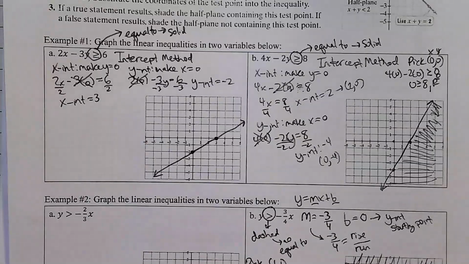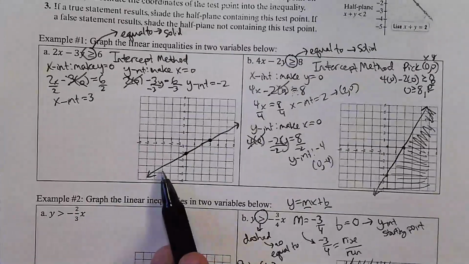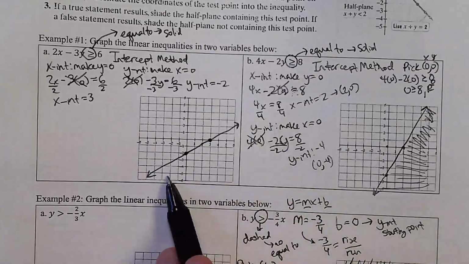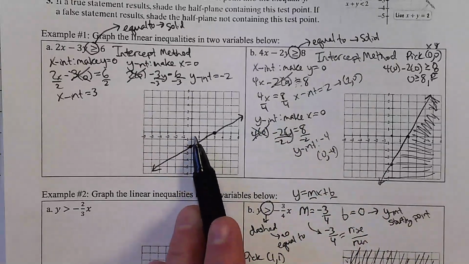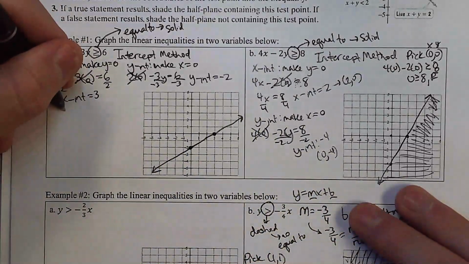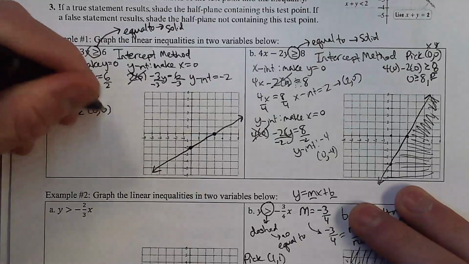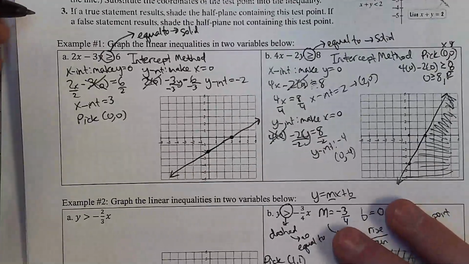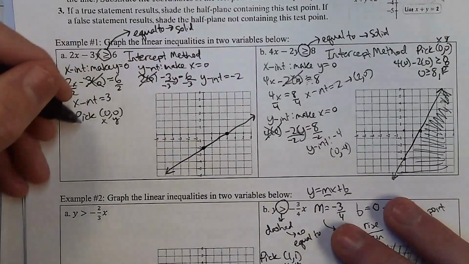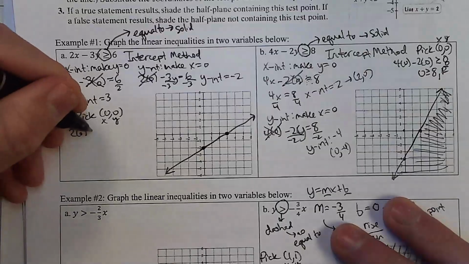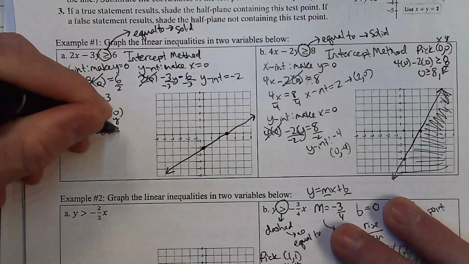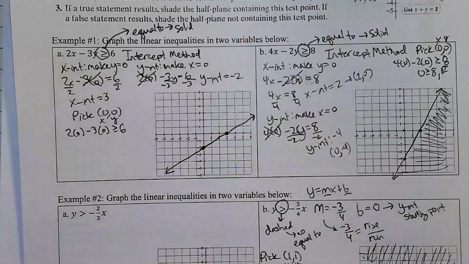Now, the last step is to determine where to shade. So what you're going to do is you're going to pick a point, not on this line. What's the easiest coordinate in the whole coordinate plane to work with? That's 0, 0. So pick a point. I'm going to pick 0, 0. And you're going to plug it into the inequality for x and y. So 2 times 0 minus 3 times 0 is greater than or equal to 6.